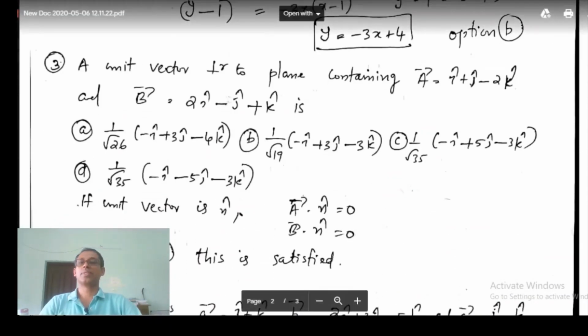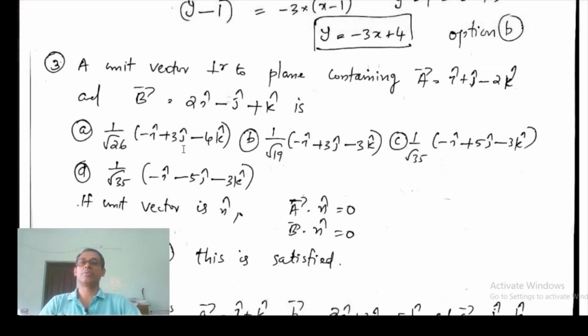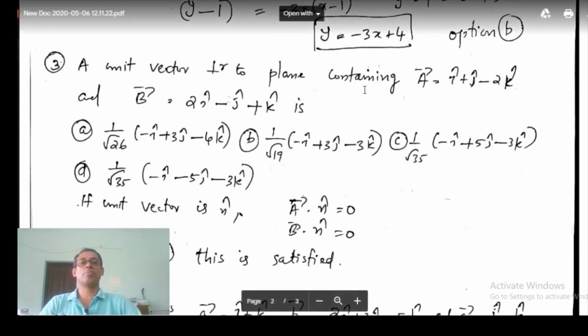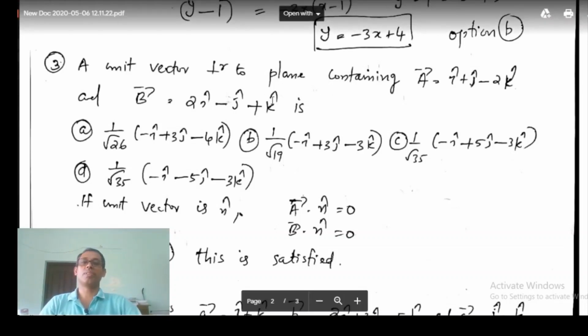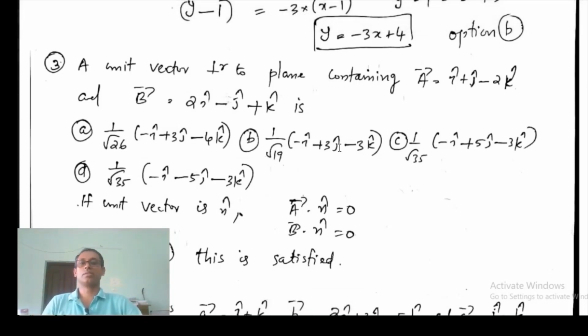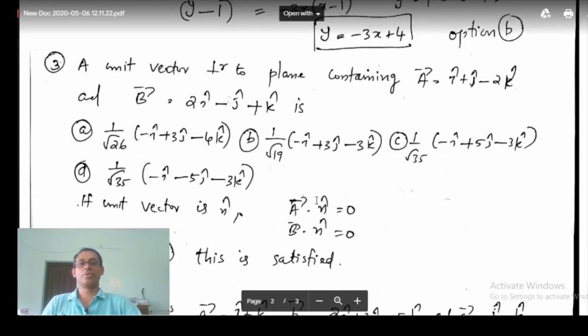Okay, next one is we have to find a unit vector perpendicular to the plane containing a equal to this and b equal to this. The answers are given here. Actually 4 options are there, only one is correct. Okay, so how can we find that? What we do is we find a dot n and b dot n. n is the unit vector.